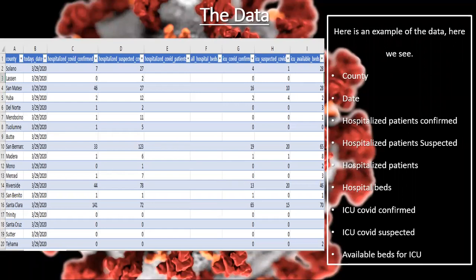Here we have a piece of data from the COVID-19 hospitals by county. Here we see the data for each county: how many patients are confirmed, suspected, or hospitalized with COVID. We see the hospital beds per county as well. Here we see the ICU patients with confirmed, suspected, and how many available beds in the ICU.